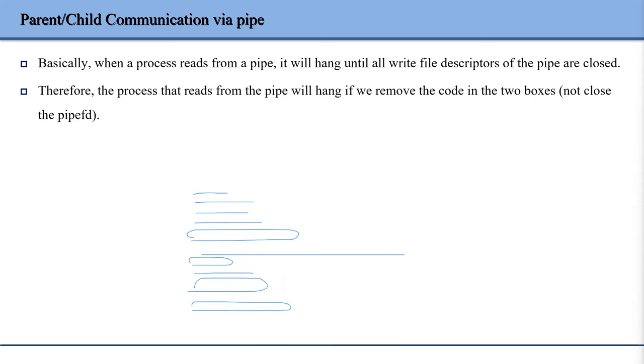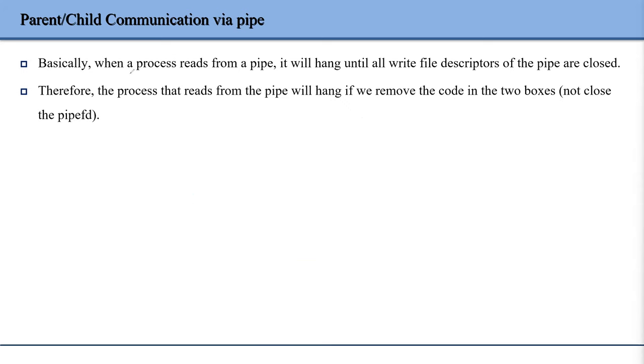We must close them because, firstly, when a process reads the pipe, it will hang until all write file descriptors for the pipe are closed. So therefore, the process that reads from the pipe will hang if we remove the code in the two boxes. Or to say, every time we use a pipe, or we use execvp through the two processes, we need to consider the file descriptors and properly open or close the current file descriptors. And only after that, we could deliver the data through different processes smoothly.